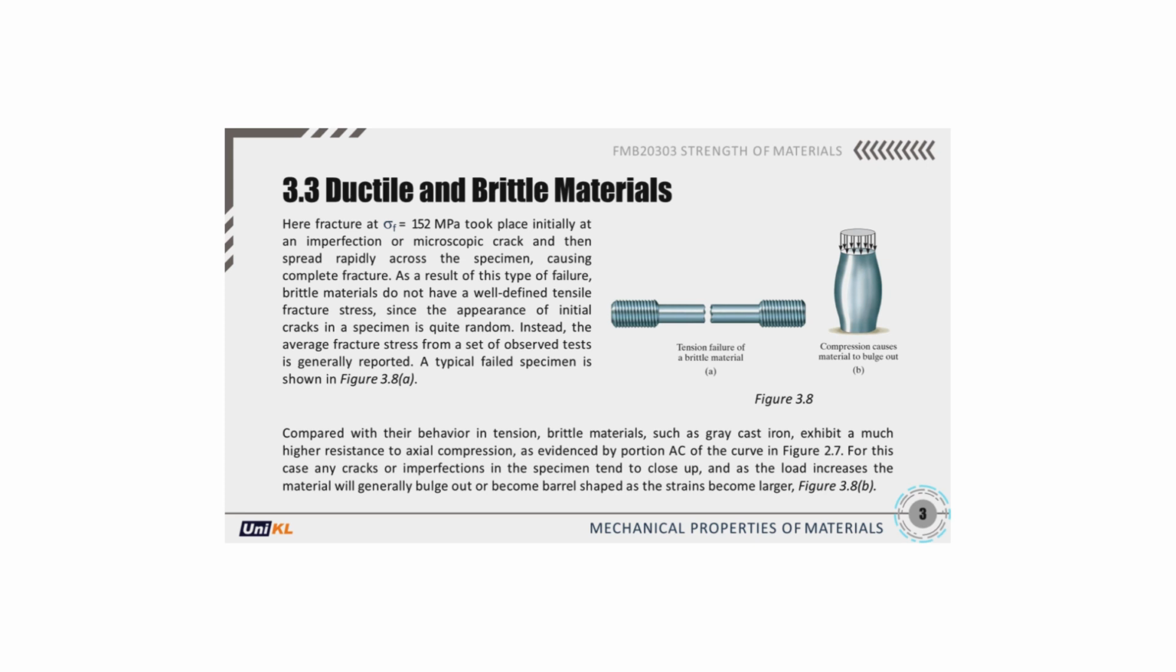As a result of this type of failure, brittle materials do not have a well-defined tensile fracture stress, since the appearance of initial cracks in a specimen is quite random. Instead, the average fracture stress from a set of observed tests is generally reported. A typical failed specimen is shown in Figure 3.8a.